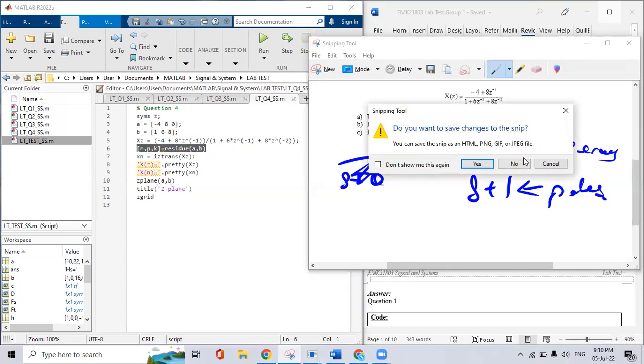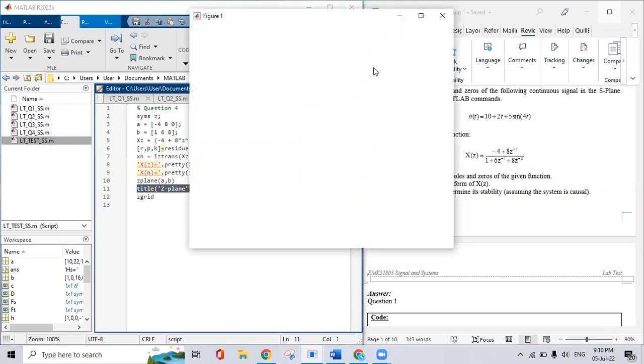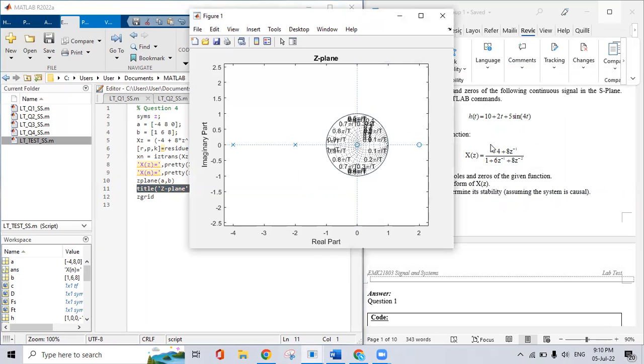Okay, so after that, I invert the Z transform to convert it into the n domain, and after that, I show my output with the pretty function, and then I plot it into the Z plane, and I'm giving a title of Z plane. This is my answer.